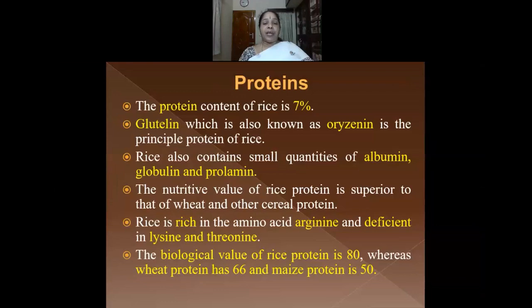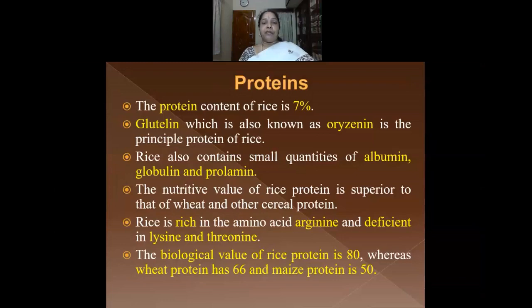The biological value of rice protein is 80. What is biological value? Biological value is a measure that is used to assess the protein quality, and when the protein quality of rice is assessed, it is 80. Out of 100 it gets 80 marks.